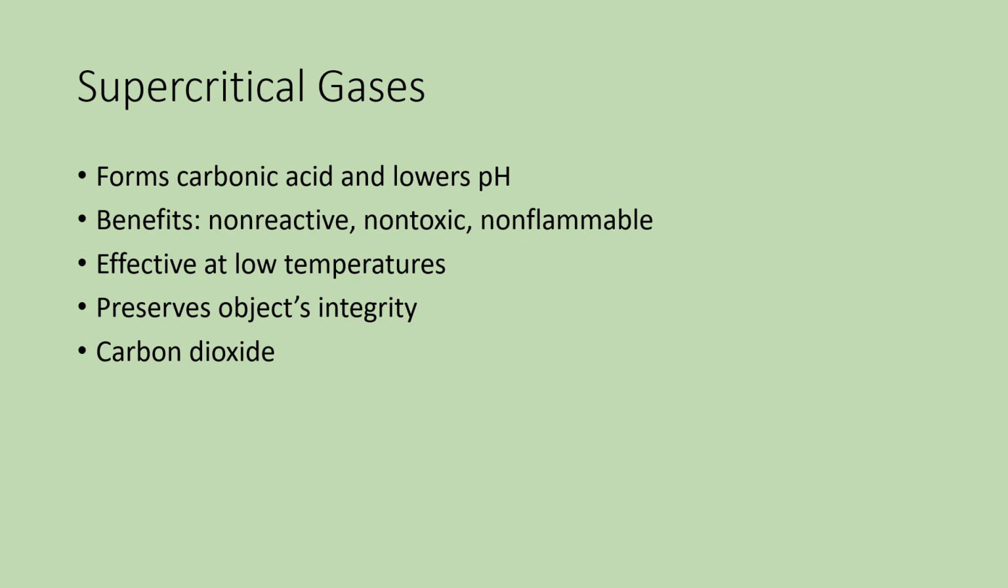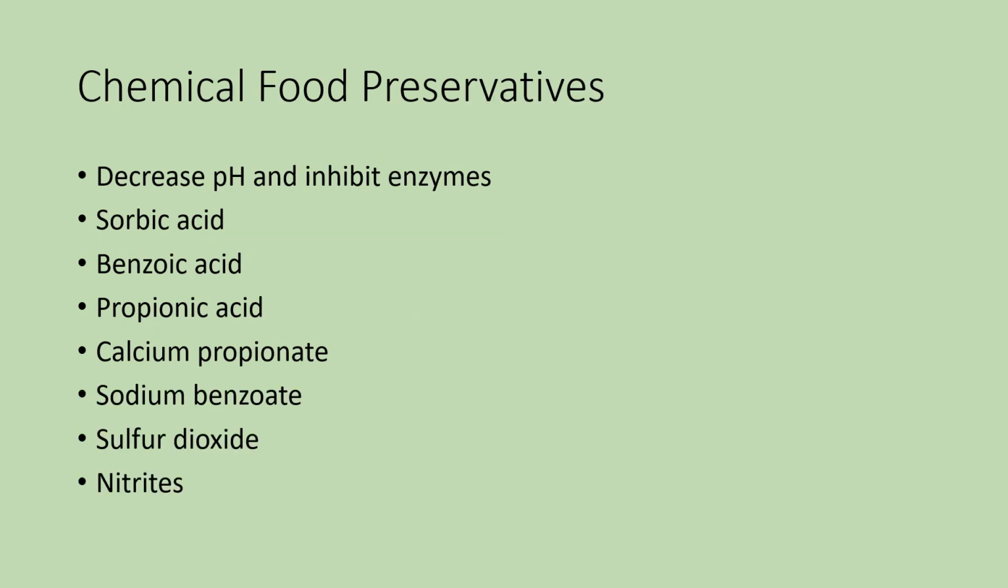Supercritical gases such as carbon dioxide, what it's going to do, carbon dioxide is going to form carbonic acid, and that is an acid, so it's going to lower the pH. It's very effective at low temperatures. It doesn't change the object's integrity at all. It's non-reactive, it's non-toxic, it's non-flammable, so those are all benefits to using it.